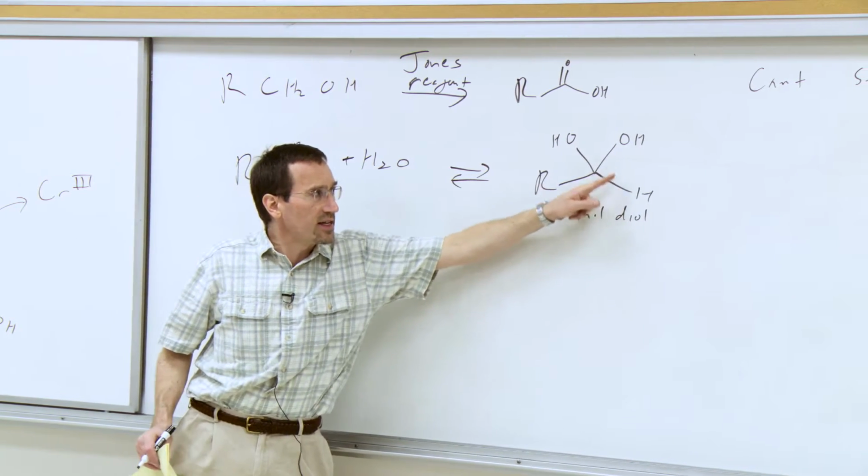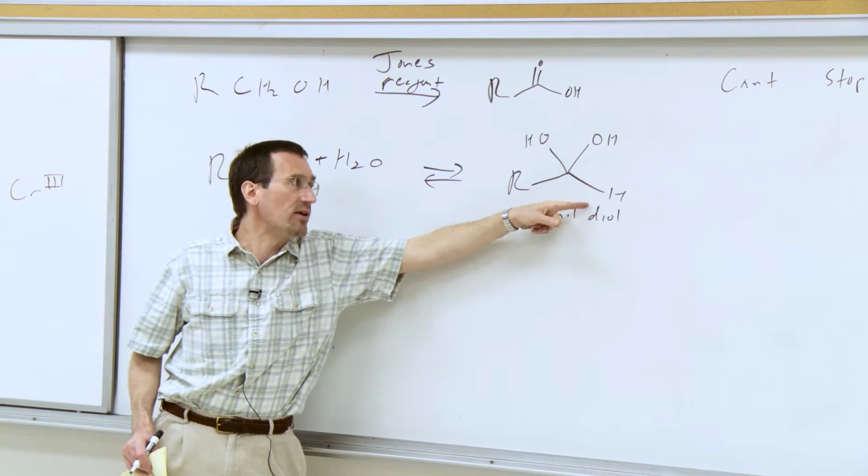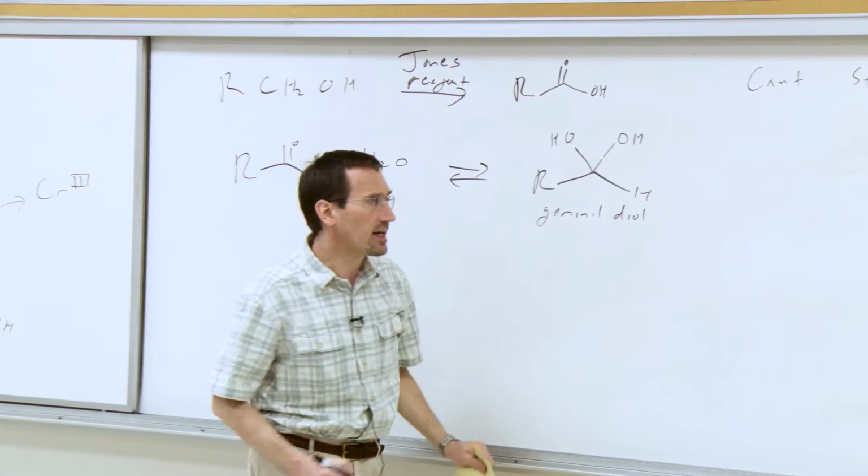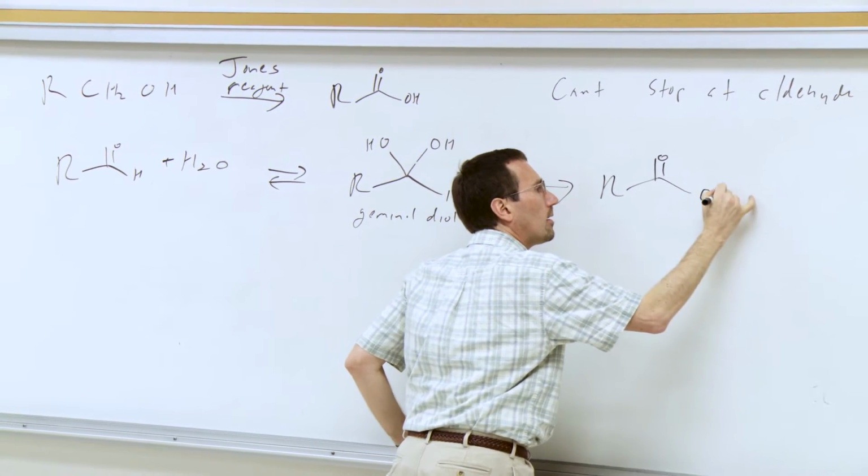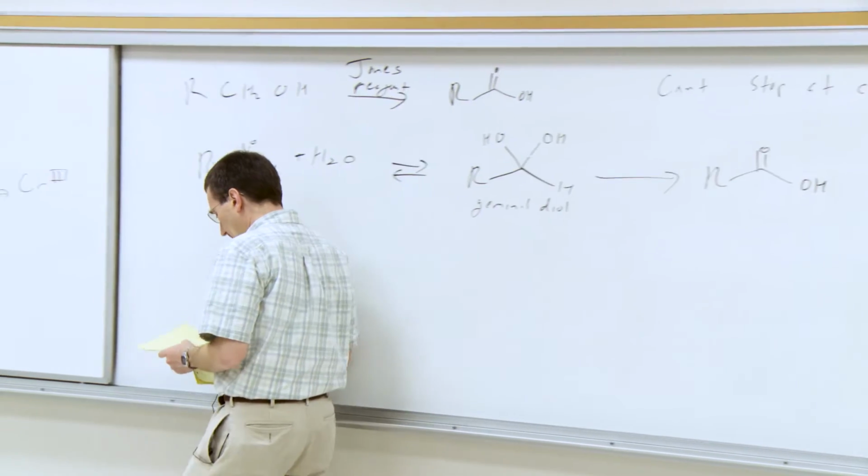And now you have the exact same scenario where you have a hydrogen alpha to a carboxylic acid. And so the geminal diol goes up to the carboxylic acid.